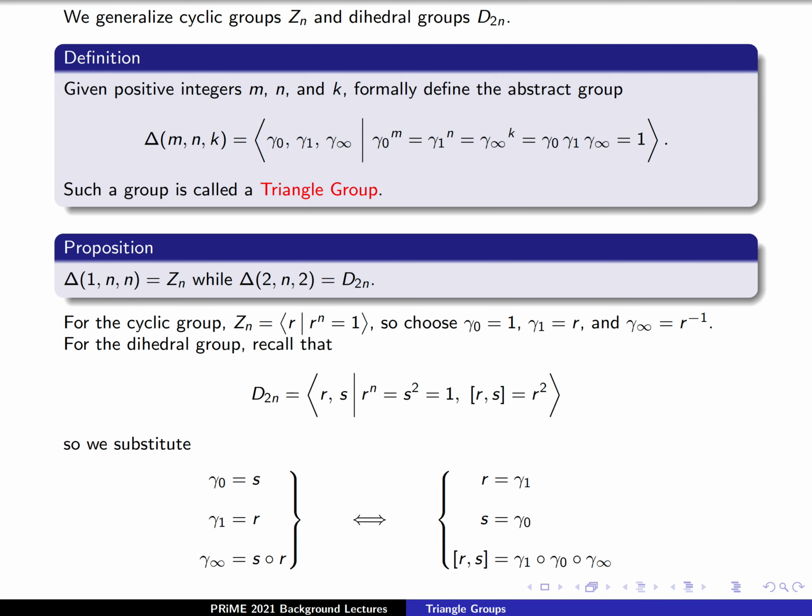For the dihedral group, let's recall that the dihedral group D 2n is generated by a rotation r and a reflection s. In this case, we see that r to the n equals s squared equals the identity, and the commutator of r and s equals r squared. Here, to explain why we can view the dihedral group as a triangle group, let's choose gamma 0 to be the reflection s, gamma 1 to be the rotation r, and gamma infinity to be the reflection s circle r.